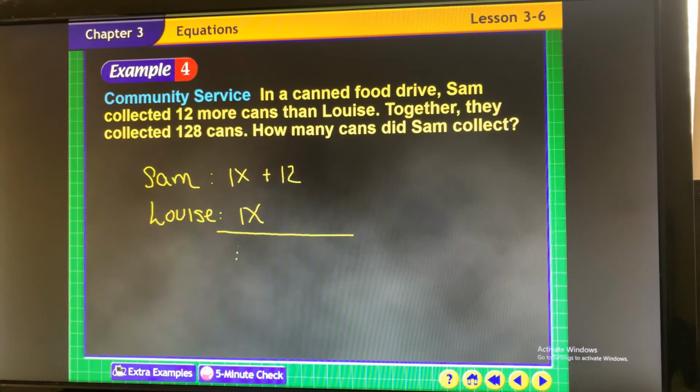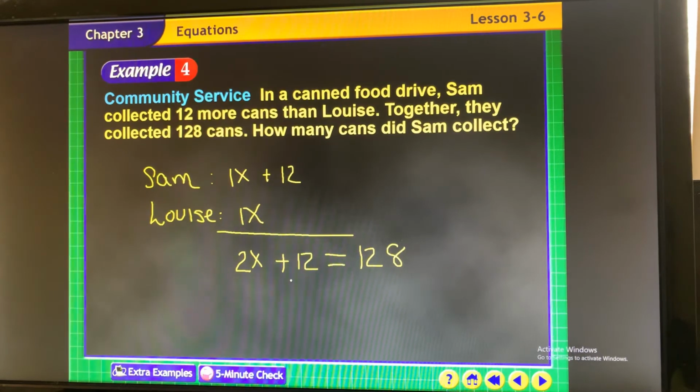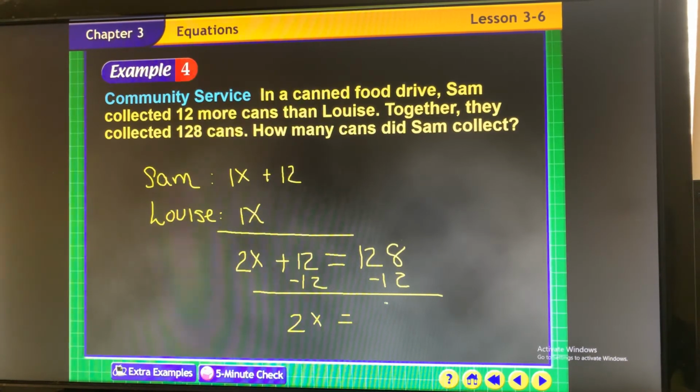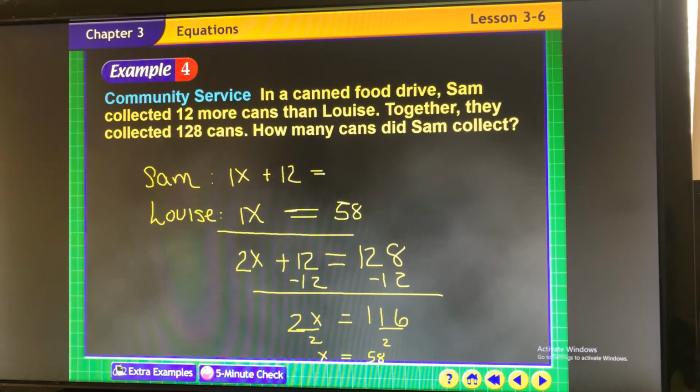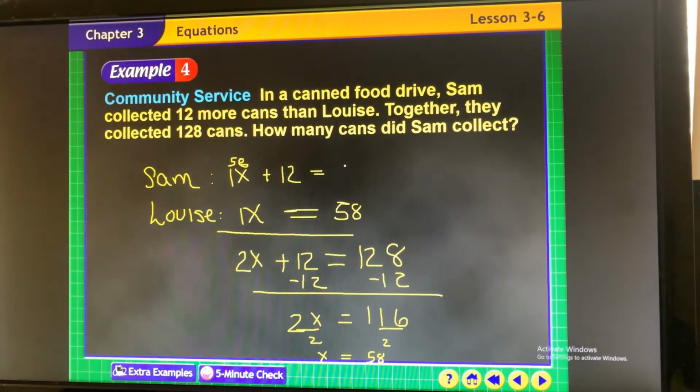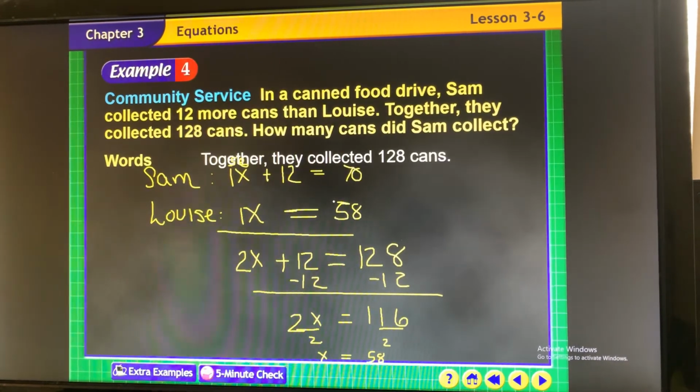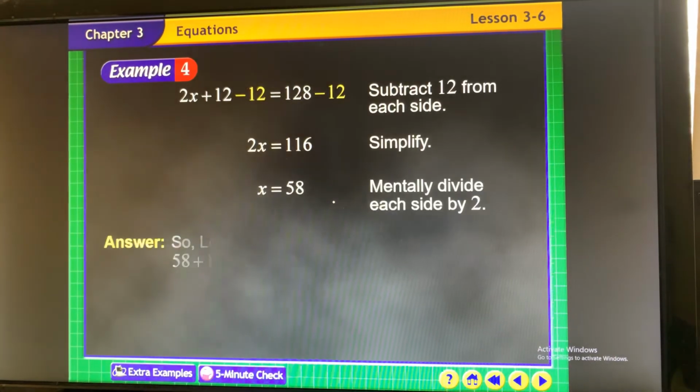Together, 2x plus 12 equals 128. So the question is, how much did Sam collect? So once you go through this and you add negative 12 to both sides, you get 2x is equal to 116, divide both sides by 2, x is going to be equal to 58. That's what x is. So that's what Louise collected. Remember, Sam collected 12 more than that. So you're going to take that 58 and you're going to add 12 to it. It's 70. And you can double check to make sure that equals 128. And there you go. Yep, 70 cans.